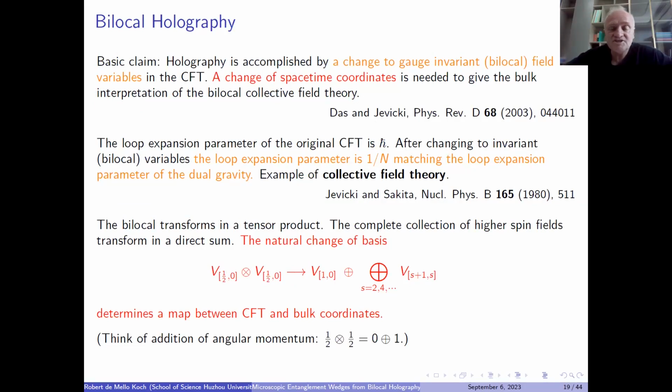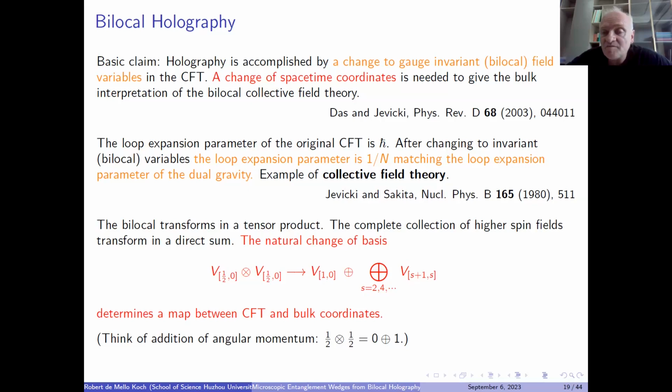So why did we change to invariant bilocal variables? Well, in the original CFT, if you perform the loop expansion, the small parameter controlling the loop expansion is h bar. If you look in the dual gravity and ask what the small parameter controlling the loop expansion is, it's 1 over N. So you want to perform a rearrangement of your degrees of freedom, so that you move from a loop expansion parameter h bar to a loop expansion parameter 1 over N. And that's the need for the change to invariant variables. It performs this change of the loop counting parameter.